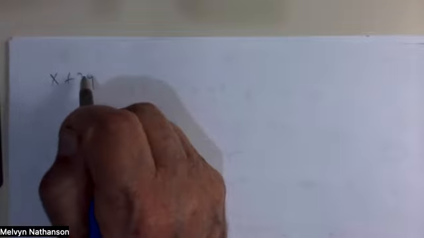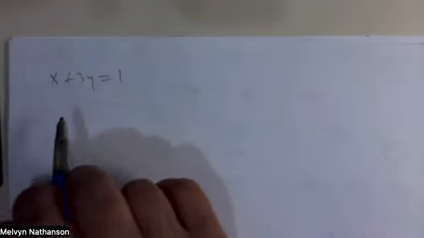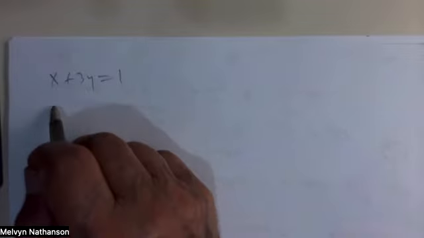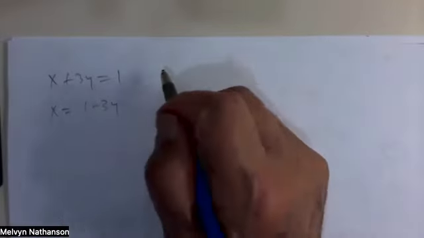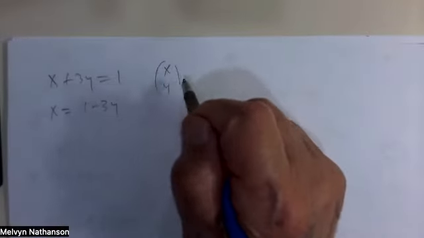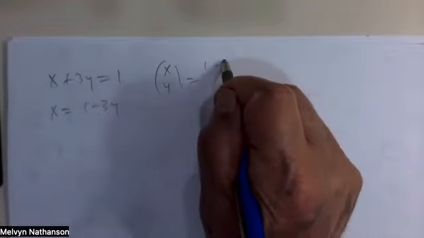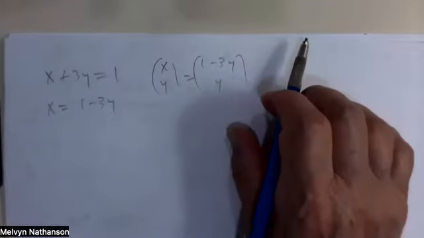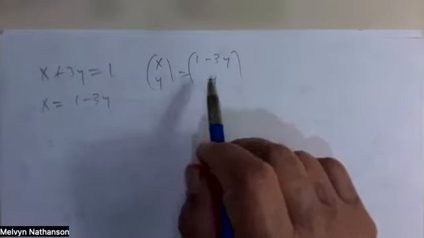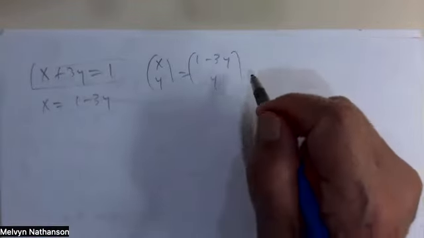So suppose I want to solve the equation x plus 3y equals 1. I want to find the solution space. If I have any solution, x is going to be 1 minus 3y. So if I write the solution as the column vector x, y, x is 1 minus 3y, y. So all vectors of this form are solutions of this equation.